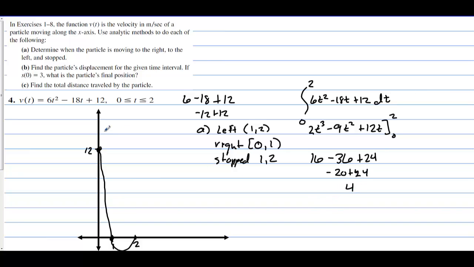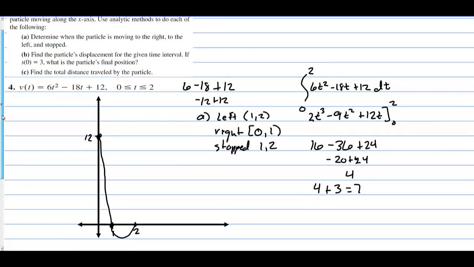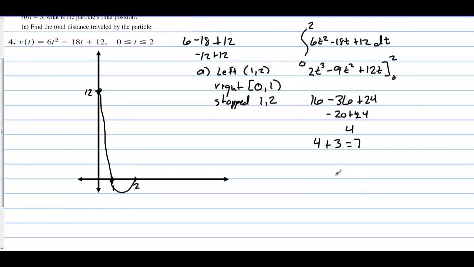We have a displacement of 4, but if this thing starts at 3, at s of 0 is 3, then this is the displacement, and then we'll add 3 to get its final position. So the final position is 7. Started at 3, moves 4 units to the right, that means it stops at 7. And then on letter C, we're asked to find the total distance traveled by the particle.